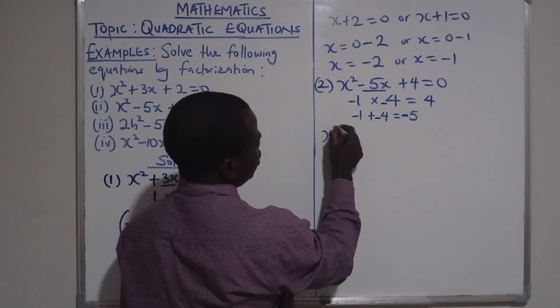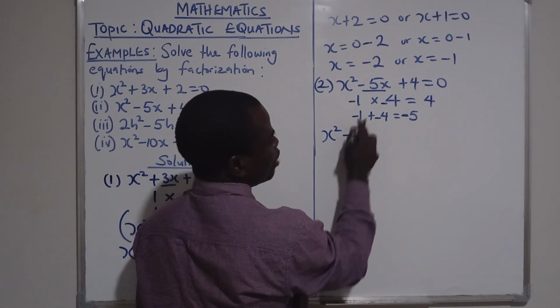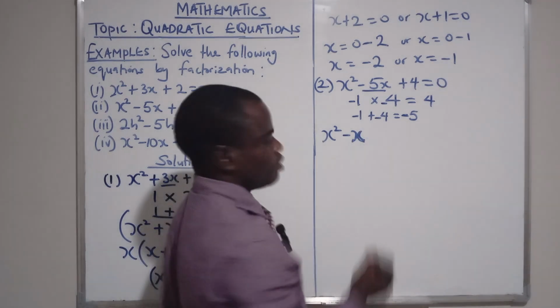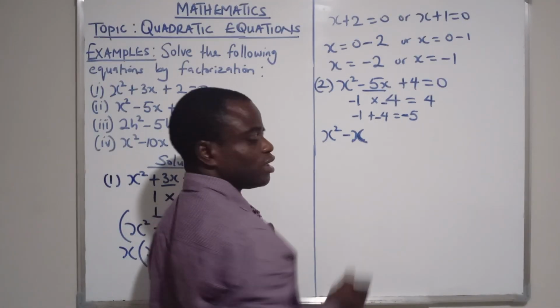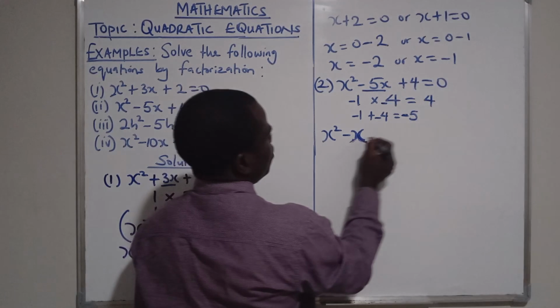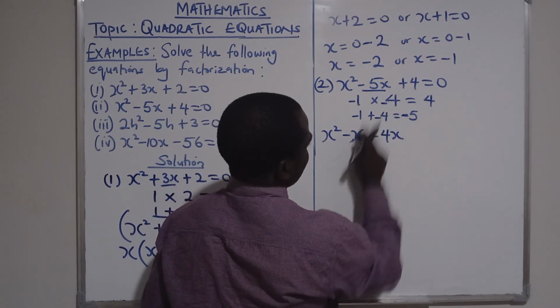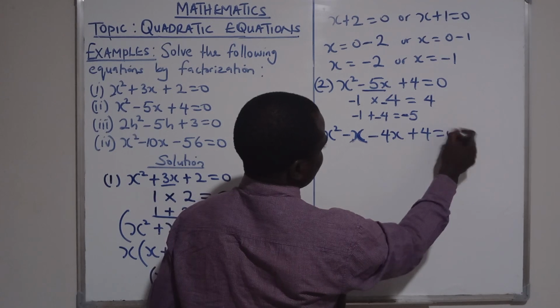Now I have x squared minus x. Please don't say minus 1x. Minus 1x is the same thing as minus x. In mathematics, we don't write minus 1x. Instead of writing minus 1x, you put minus x. Okay, minus x minus 4x. You see, minus x minus 4x will give you minus 5x, plus 4 equals 0.